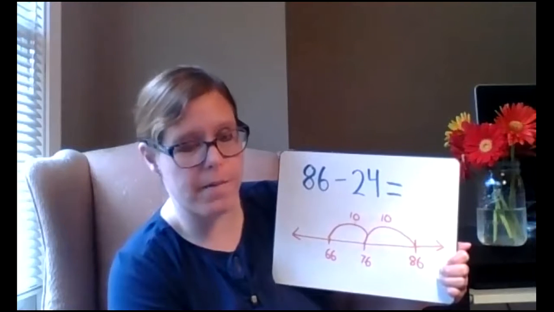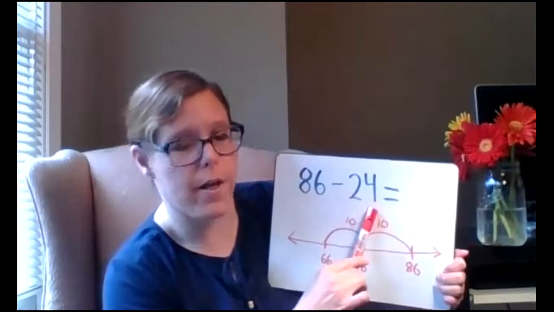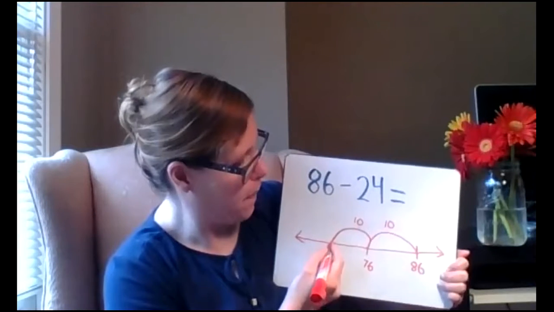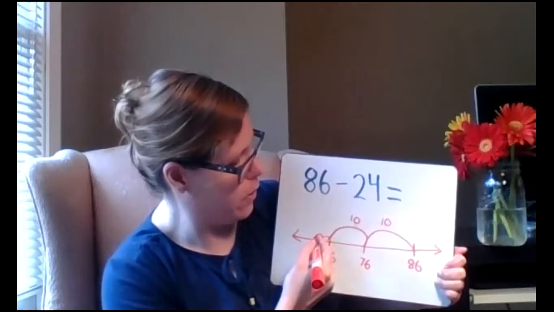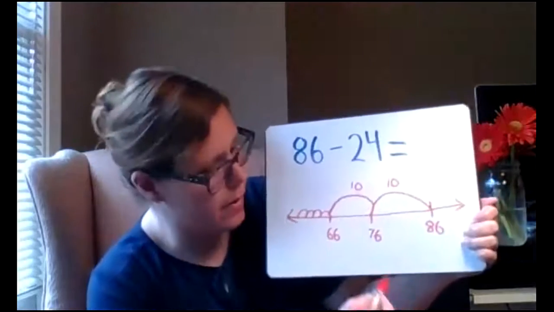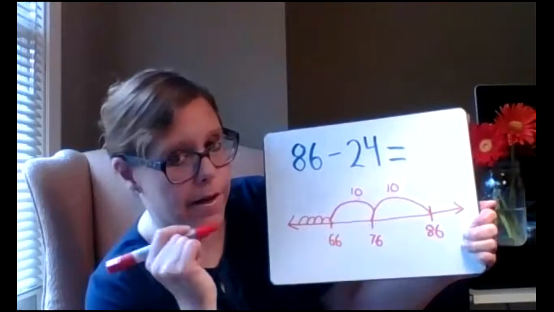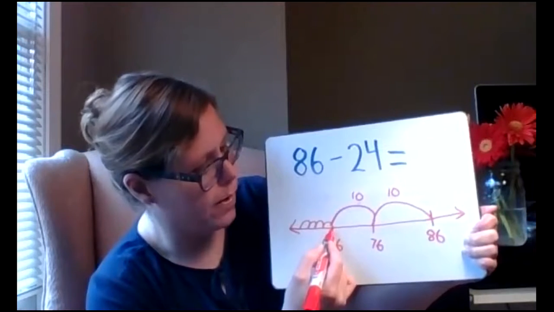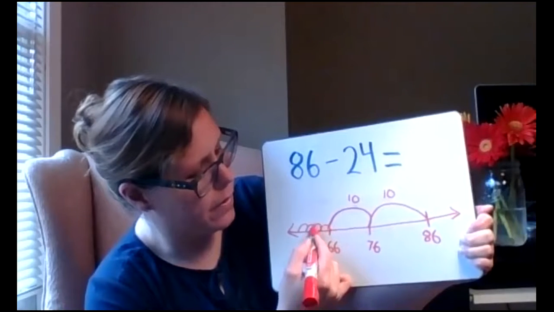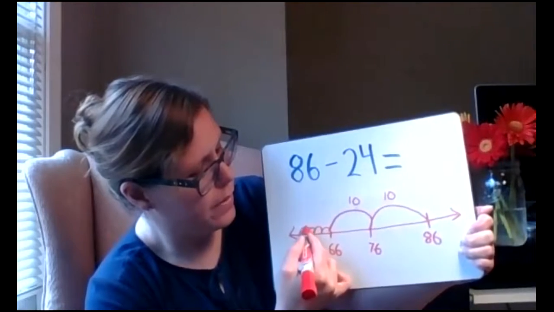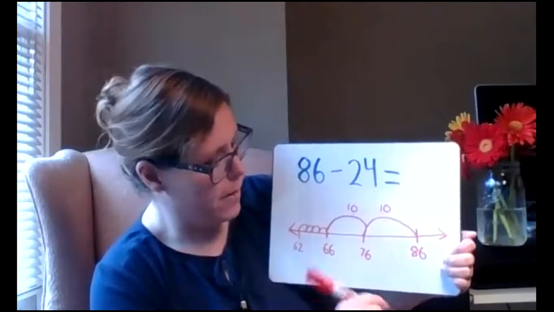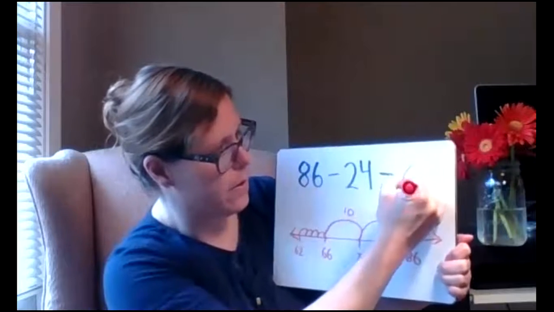So we're not done yet because we still have 4 ones. So we need to jump back 4 ones. Ready? 1, 2, 3, 4. So we already have 66, and we're going to count back 4 more times just by ones. Ready? 65, 64, 63, 62. So that means our answer is 62.